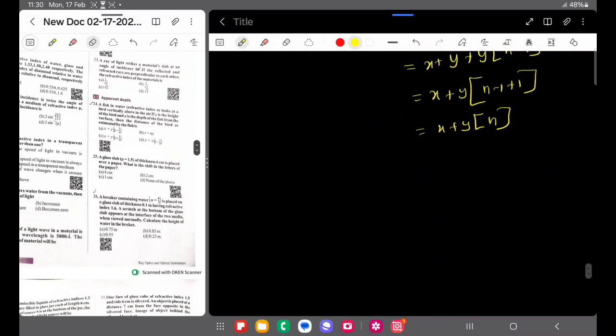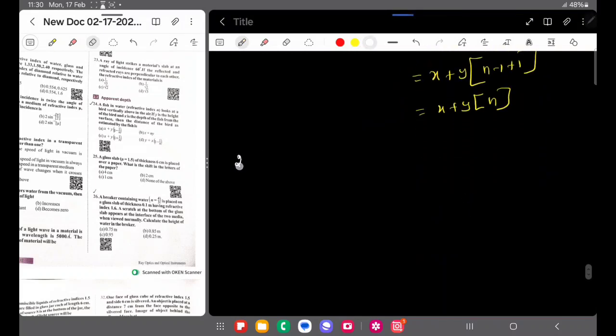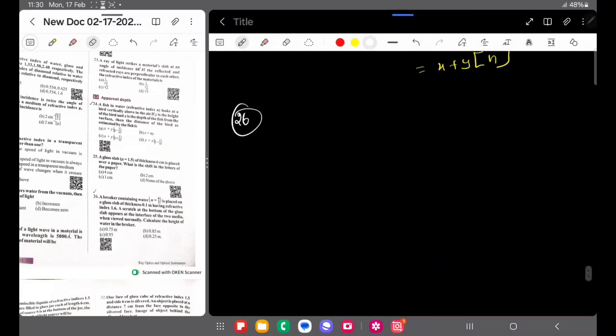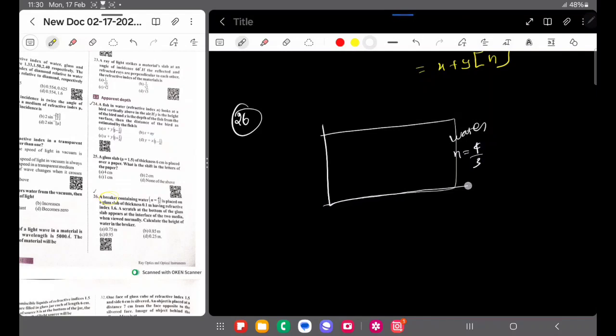Now look into question number 26. It's not a breaker, it's a beaker, mistakenly given. So we have here a beaker containing water. Its refractive index is equal to 4/3. It is placed on a glass slab, so this entire water column is placed on the glass slab of thickness 0.1 meter. And this glass slab has a refractive index of 1.6.